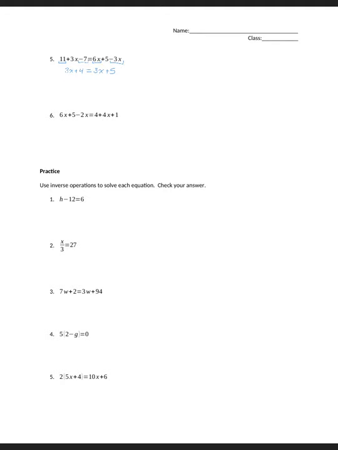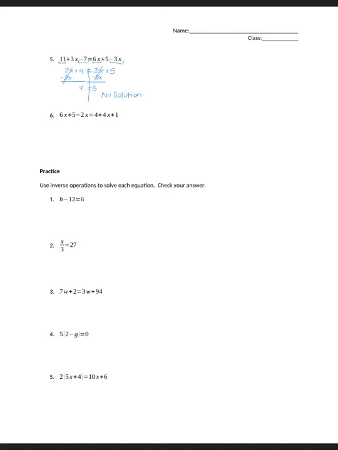Okay, now some of you can already see where I'm going with this. I have variables on both sides, so I need to get rid of them. So I'm going to draw my railroad tracks. Subtract 3x on both sides. That cancels and that cancels, and all I'm left with is 4 equals 5. Well, does 4 equal 5? No. So if it's an untrue statement, it is no solution.